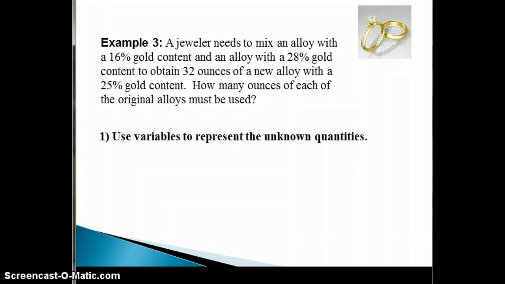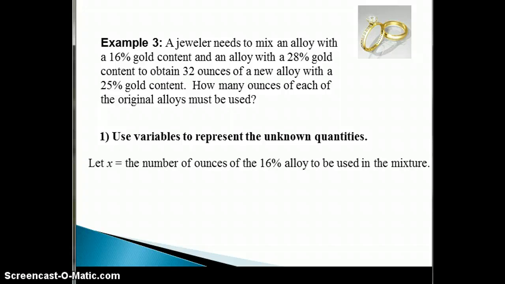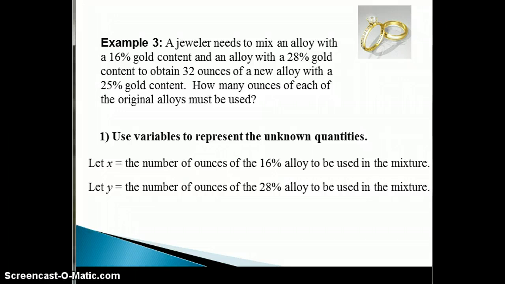Our first step, remember, is to use variables to represent the unknown quantities. So let's let x equal the number of ounces of the 16% alloy to be used in the mixture, and let y represent the number of ounces of the 28% alloy to be used in the mixture.